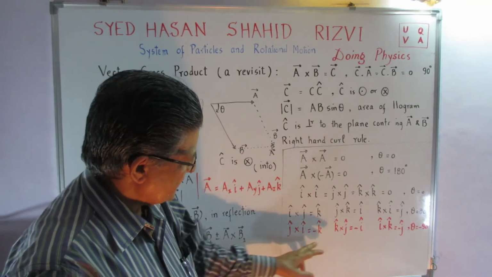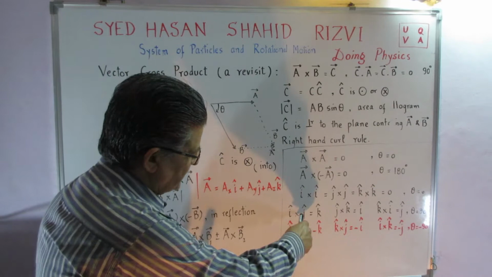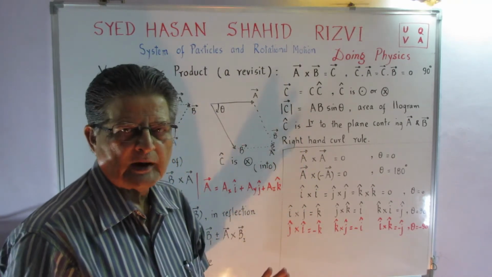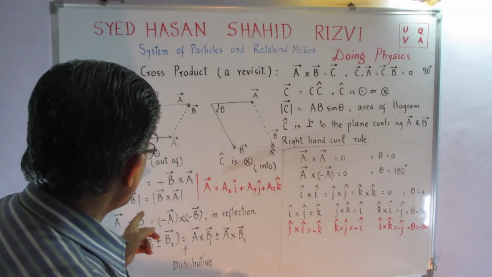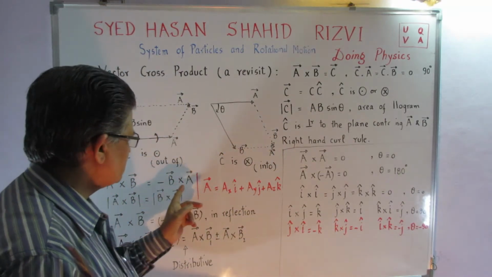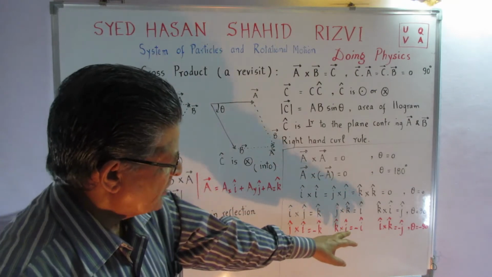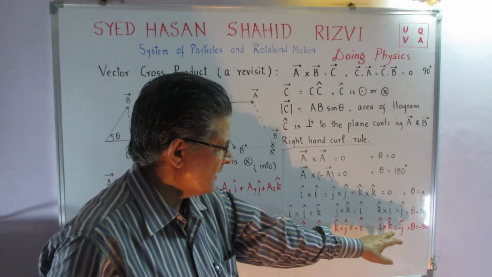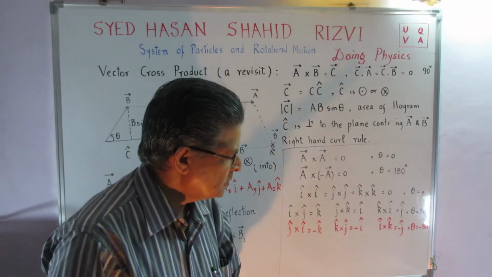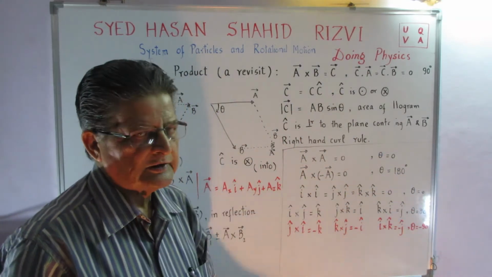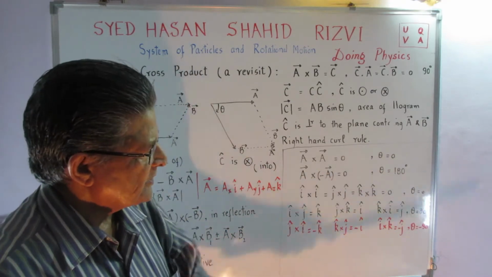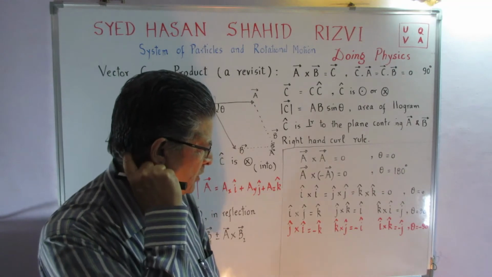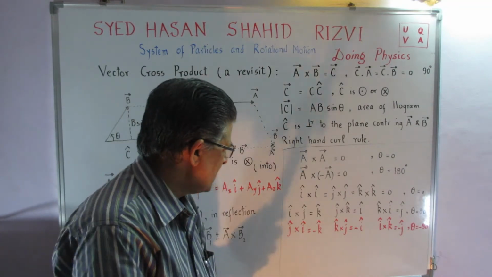Then I am writing it with a change in the order. J cross I will be equal to minus k because of the property that A cross B is equal to minus B cross A. K cross J is equal to minus I, and I cross K is equal to minus J, because you can also think that the angle theta made over there is minus 90 degrees, and sine of minus 90 degrees is equal to minus 1.